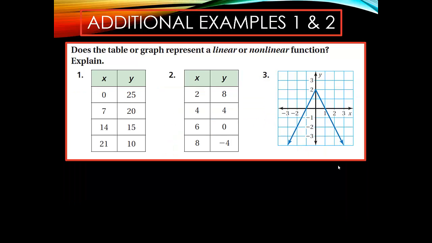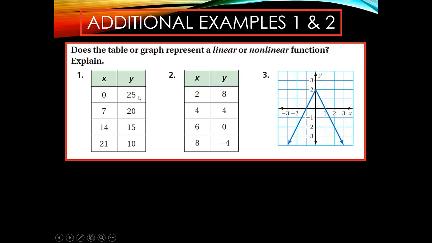Now we have an additional example. You can pause the video and try it on your own, or you may follow along. Does the table or graph represent a linear or nonlinear function? Explain. So for number 1, for X, we go from 0 to 7, so we're adding 7, and 7 to 14, we're adding 7, and 14 to 21, we're adding 7.